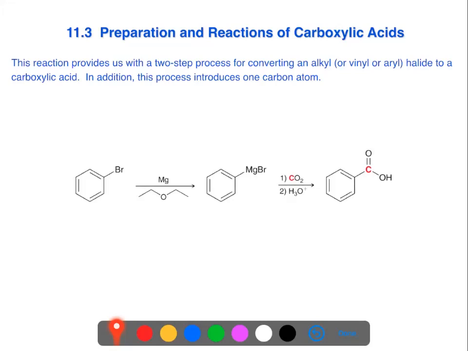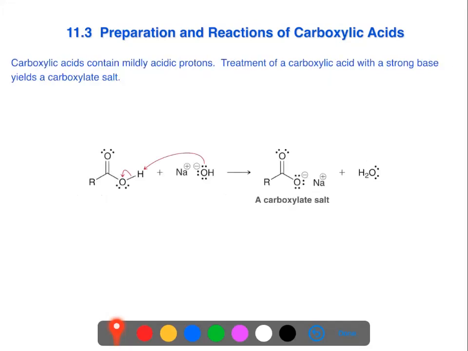Now let's look at a couple methods for reacting with carboxylic acids. Because carboxylic acids are acidic and contain mildly acidic protons, if we treat those with a strong base, such as sodium hydroxide, we will deprotonate the carboxylic acid to give us the carboxylate salt. And so if we wish to prepare a carboxylate salt, this is a convenient, easy method, basically an acid-base reaction between the stronger base and the carboxylic acid.